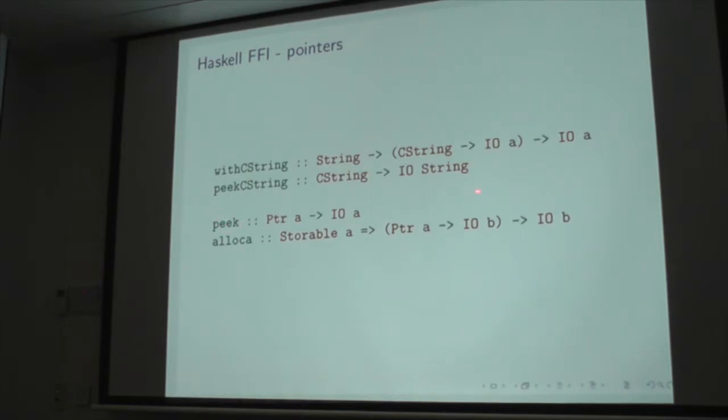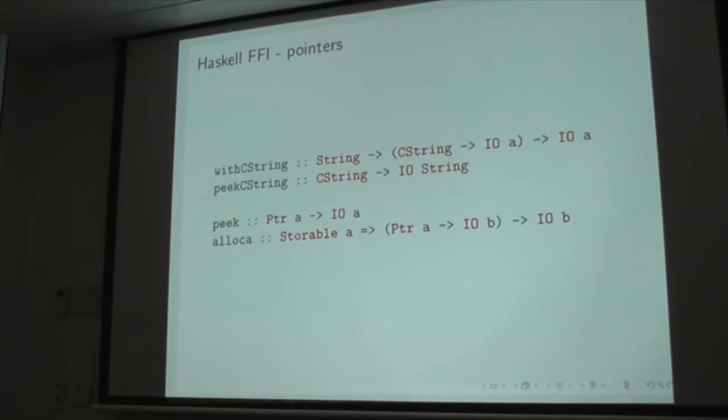peek dereferences a pointer, so we take a pointer a and it's going to return an IO a. And alloca takes a Storable a. I'll talk about Storable in a second. It doesn't take a Storable a, it's got a type class constraint for Storable a. It takes a computation, it takes a pointer a, returns an IO b, returns the result of that computation.